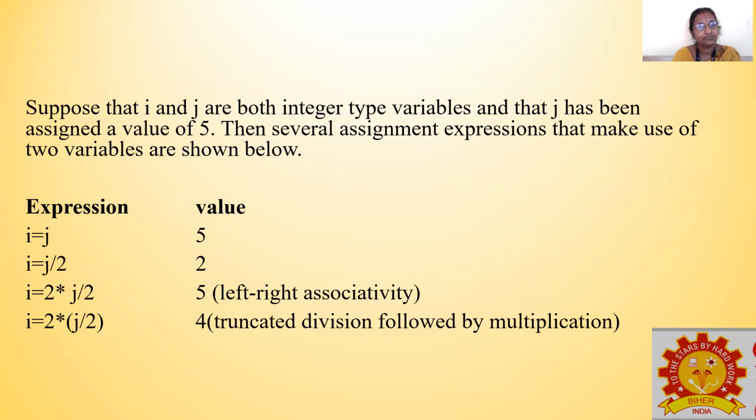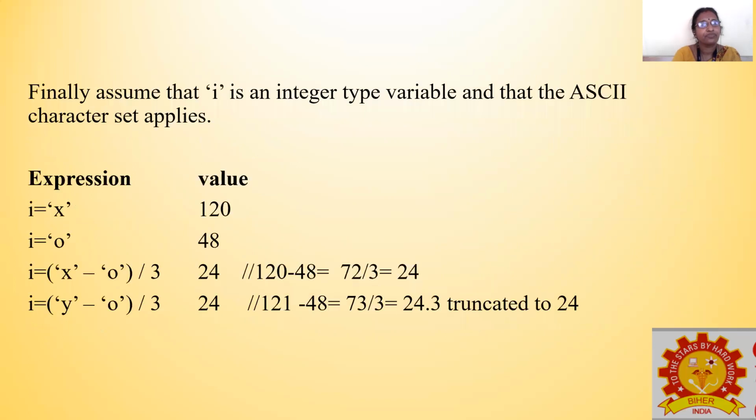Next, i = 2 * j / 2. According to left to right associativity, multiplication will be done first. So 2 * 5 = 10, and 10 / 2 = 5. So 5 is the value. Now i = 2 * (j / 2): j / 2 is done first. j is 5, and 5 / 2 is 2. Then 2 * 2 is 4. So 4 will be assigned to i.